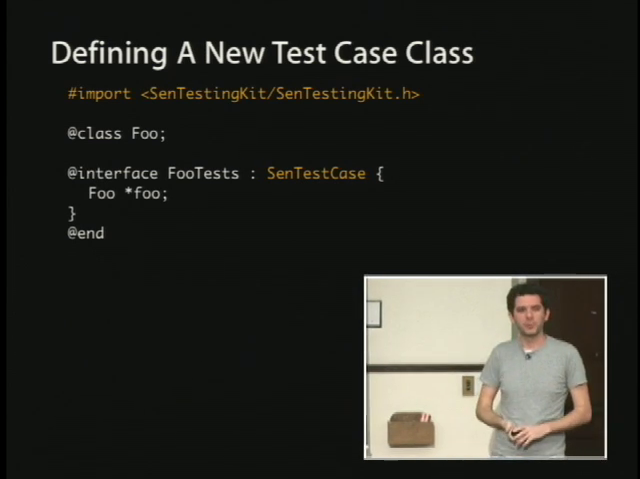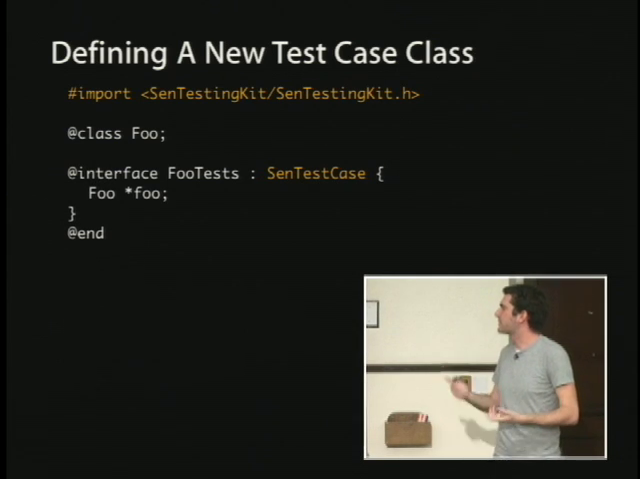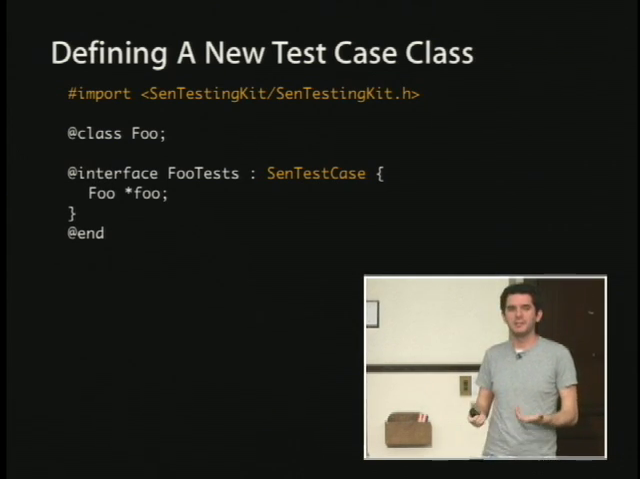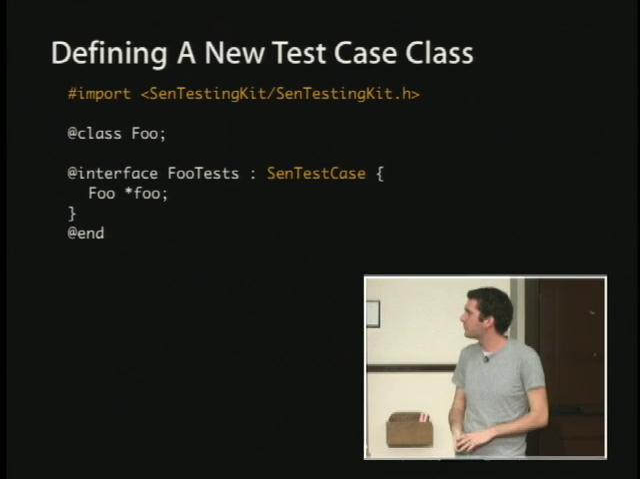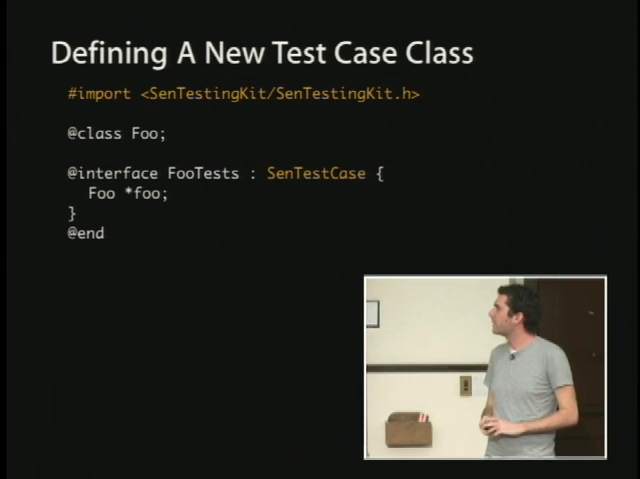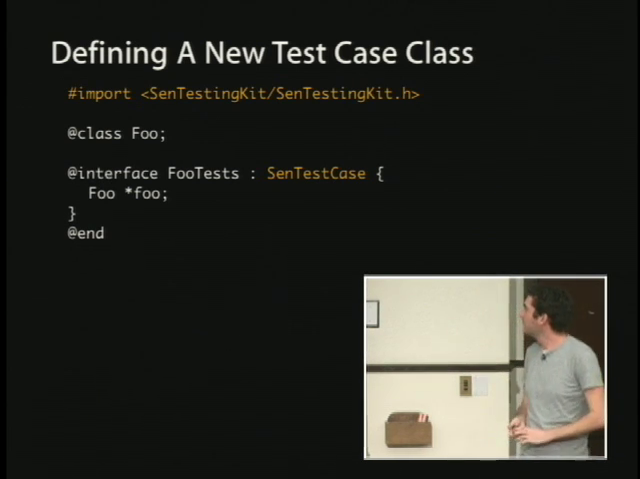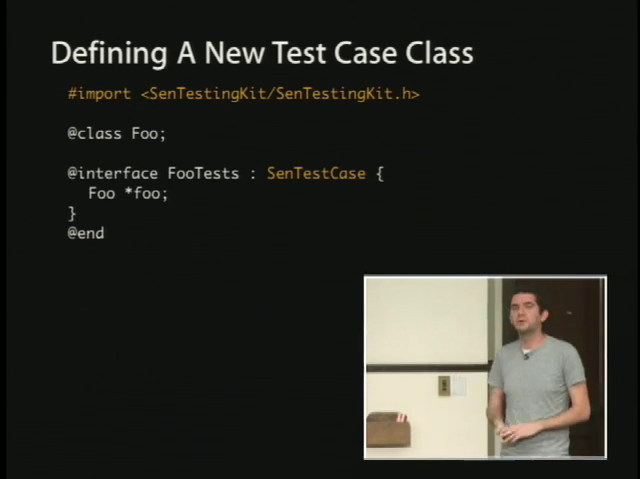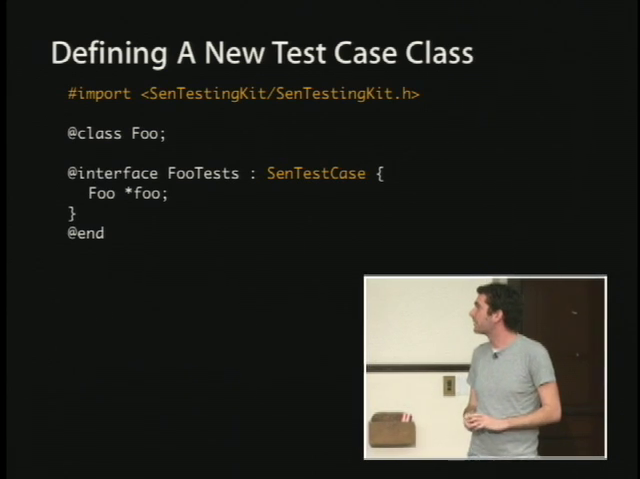You could also pound import your header, but generally, since in our header for the test case we don't actually need to use it, we're not calling methods on it, we can just forward declare it. And then we're going to declare an ivar of type foo called foo, just to be confusing. We'll call these things the foo tests, and they're going to inherit from send test case. So the header's pretty straightforward.